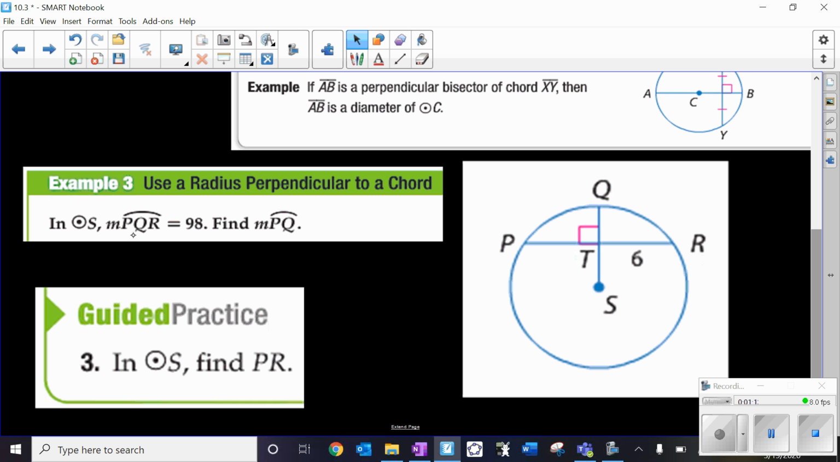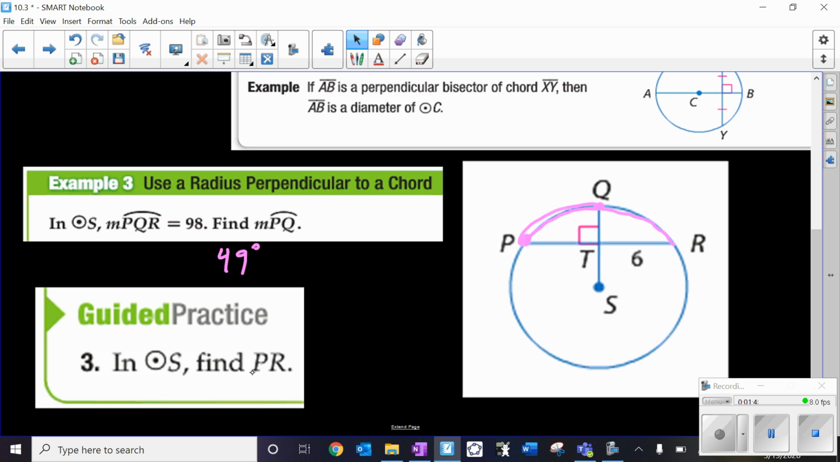I know that the measure of arc PQR is 98. So that is all of this. That's 98 degrees. I want to find the measure of arc PQ, just from here over. Since I know that it crosses at a 90-degree angle, it's cutting this arc directly in half. So half of 98 then is going to be 49 degrees.